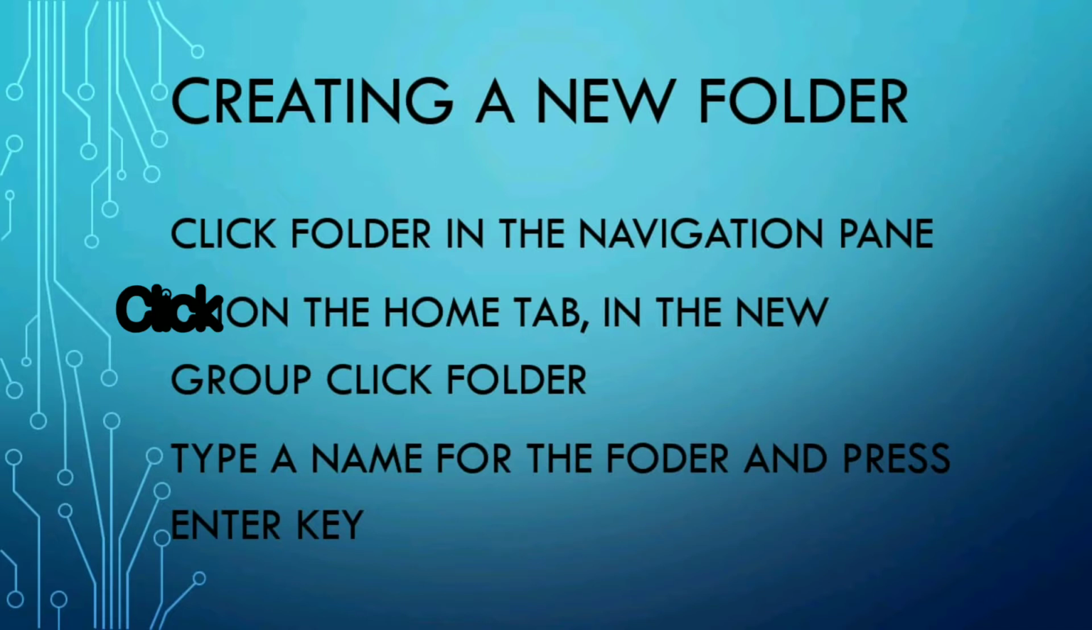For that purpose, first click on the navigation pane and click the folder in which you want to create a new folder. Then click on the Home tab, in the New group, and click New Folder. When you click on New Folder, a folder appears in the content pane with a temporary name. If you want to change the name, type a name for the folder and press the Enter key.